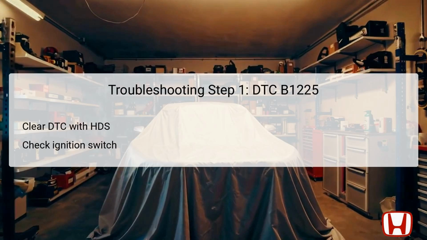The first step in troubleshooting DTC B1225 is to employ the Honda Diagnostic System, HDS, to clear the diagnostic trouble code. Clearing the DTC is vital, as it resets the vehicle's onboard computer and prepares the system for a fresh diagnostic session. Following this, it's important to turn the ignition switch to the lock, 0 position, and then back to the on, 2nd position. This step ensures that the vehicle's electrical systems are appropriately energized for the self-diagnostic function.